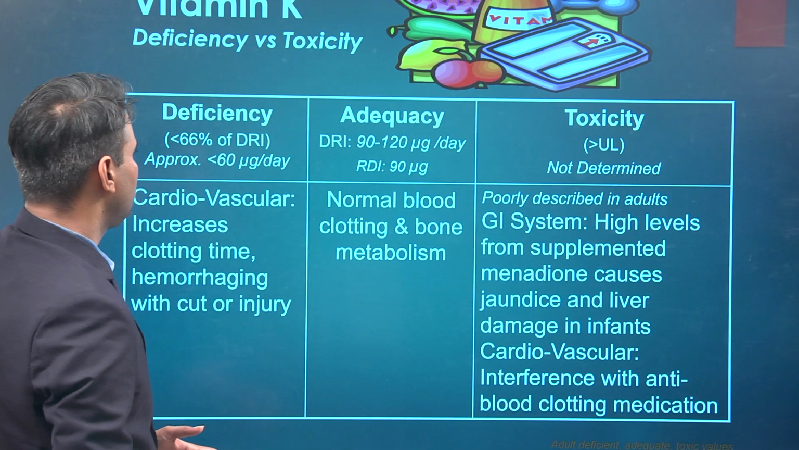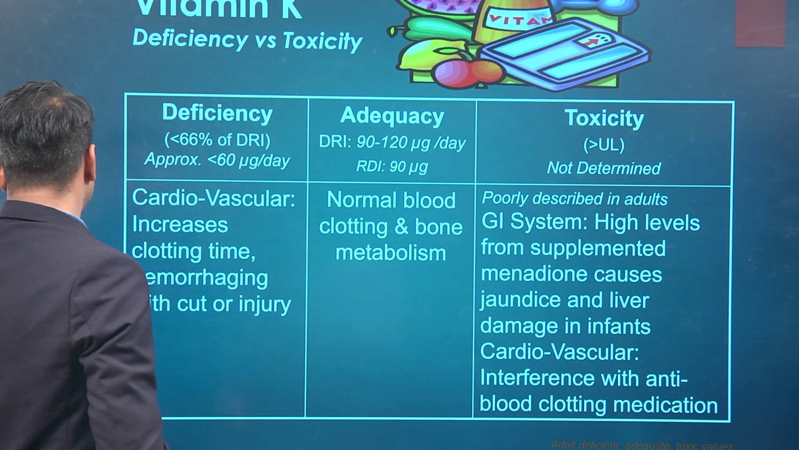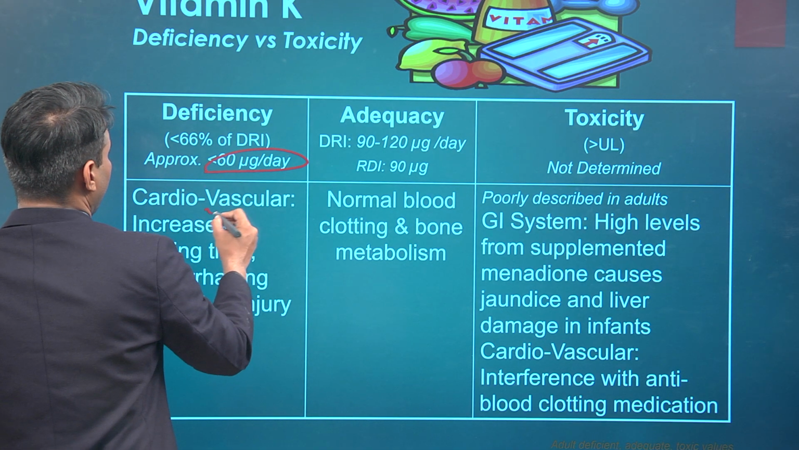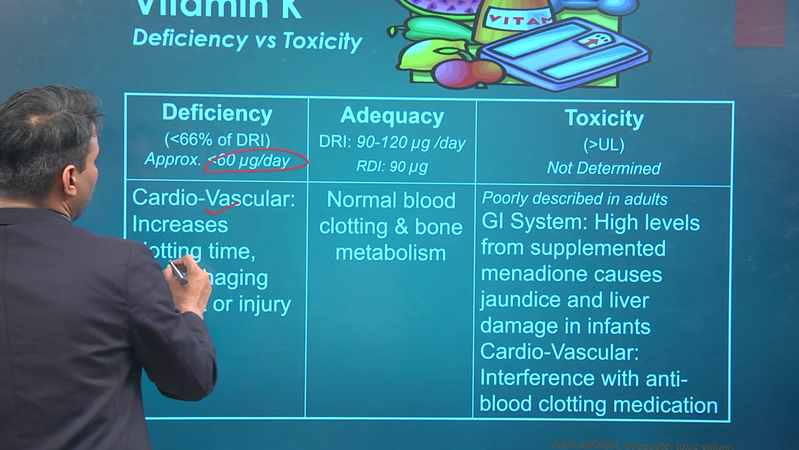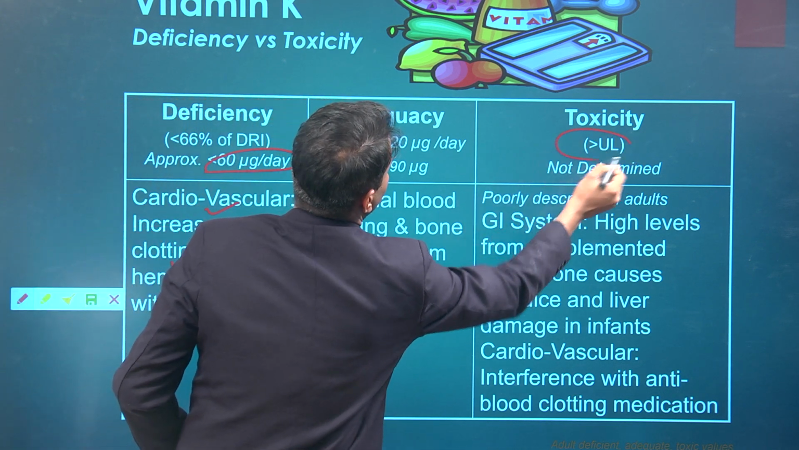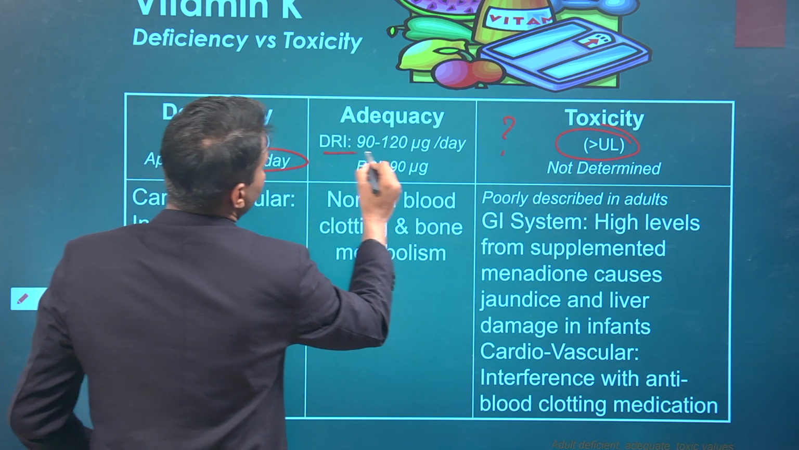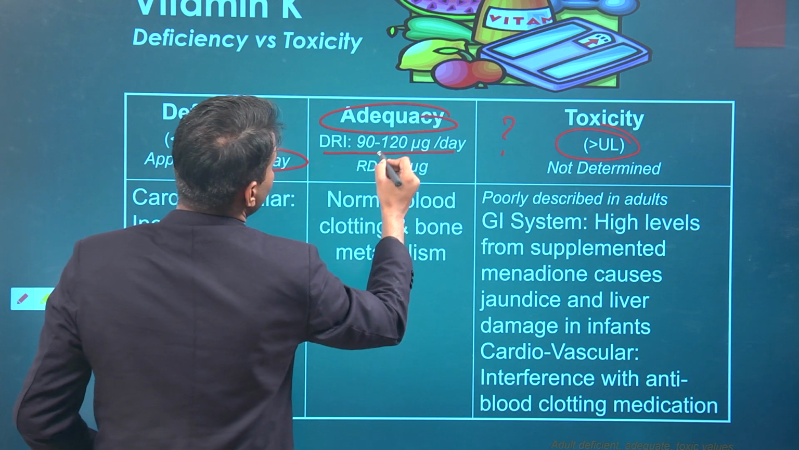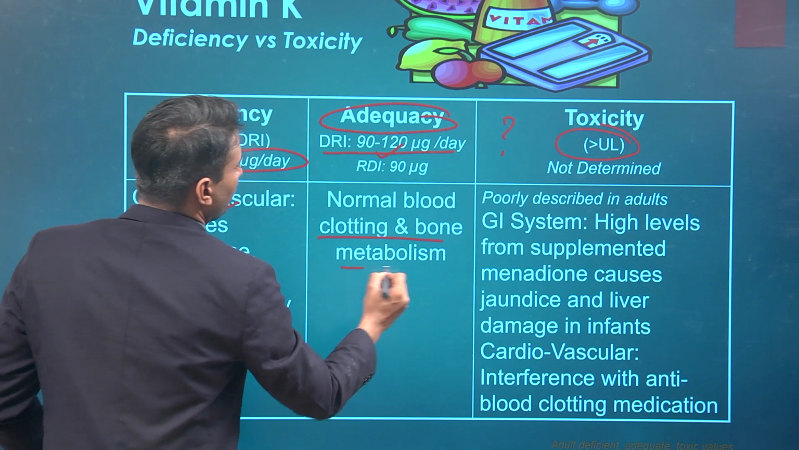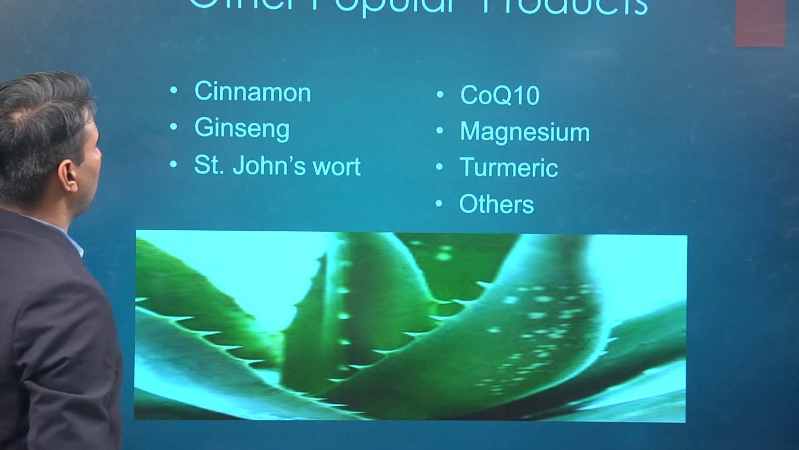Now vitamin K. For vitamin K, it should be less than 60 microgram a day. With a deficiency, cardiovascular disease can increase and clotting can be a problem, and its toxicity level is not yet determined. So that is the problem. Its DRI in the adequacy phase is 90 to 120 microgram, with normal blood clotting and bone metabolism. So that is the thing associated with vitamin K.